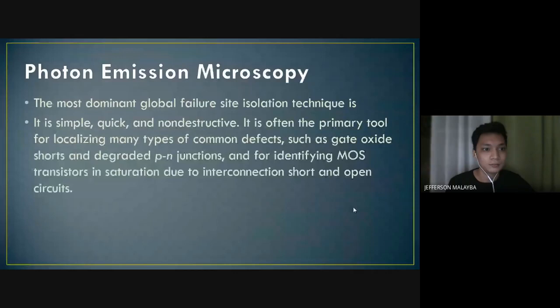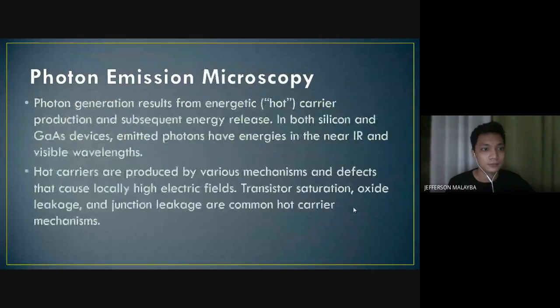And for the next one, photon generation results from energetic hot carrier production and subsequently energy release in both silicon and GaAs devices. Emitted photons have energies in the near IR and visible wavelengths. These hot carriers are produced by various mechanisms and defects that cause local high electric fields, such as transistor saturation, oxide leakage, and junction leakage are common hot carrier mechanisms.